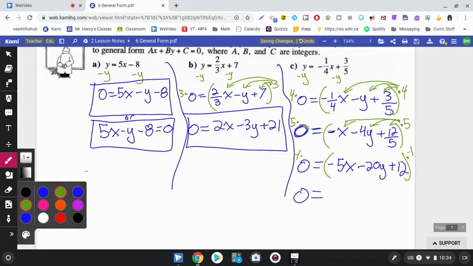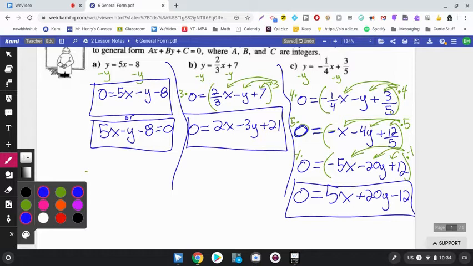0 equals. Distributive property here. Rearrange, rearrange, rearrange. 5x plus 20y minus 12. And that is my general form. 5x plus 20y minus 12.